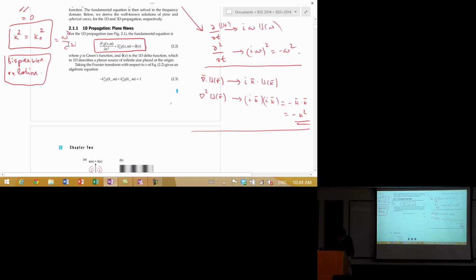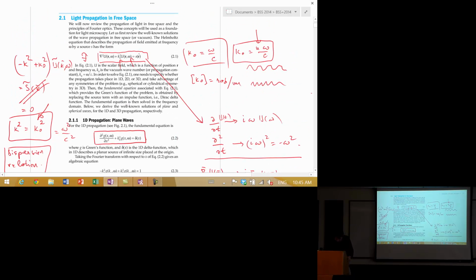Okay? So this little equation is perfectly and entirely equivalent to having the full wave equation. So the dispersion relation is not an additional equation to the wave equation. It is the wave equation in the frequency domain.